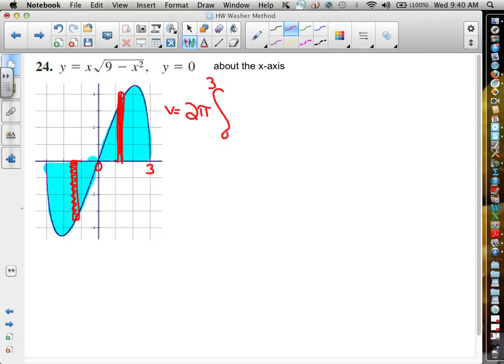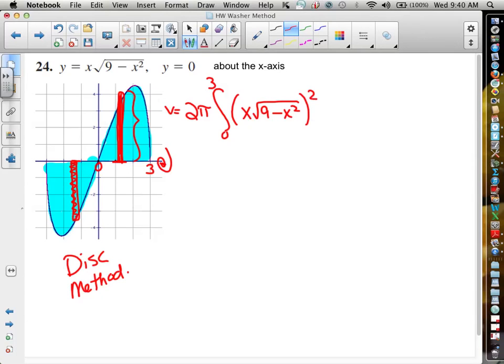Now this one is not a washer method. We're going around the x-axis. I only have 1 radius because the rectangle touches the axis of rotation, so it's actually a disk method problem. And disk method just has a big radius squared. So that big radius squared is just this x square root of 9 minus x squared. And that's what I'm going to integrate. I got my integral set up.